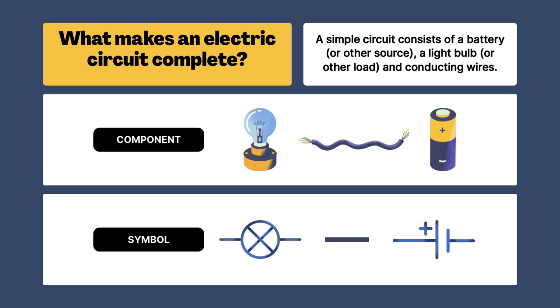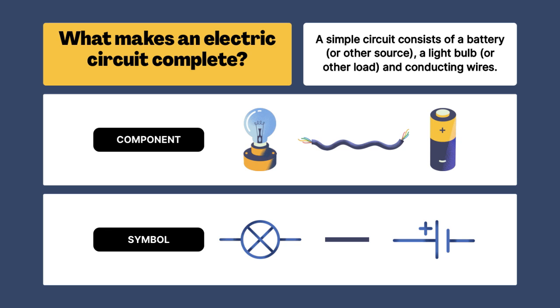Now a key question is, what makes an electric circuit complete? Well, for the circuit to be complete, the electrical path must be continuous, meaning the current can flow all the way from the source, through the load, and back again to the source without any breaks. If there's a gap or break anywhere in the circuit, the flow of electricity stops and the circuit stops working.